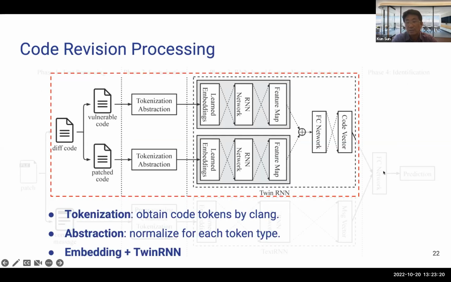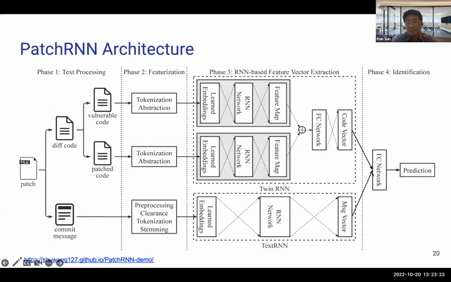And then here we have a fully connected network to connect both these code vectors and the message vectors from the commit message and the diff code. Then we do this prediction.